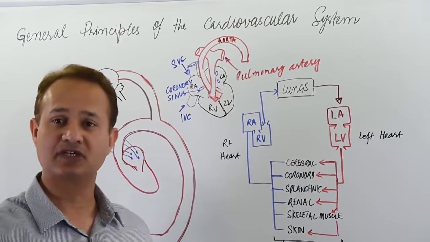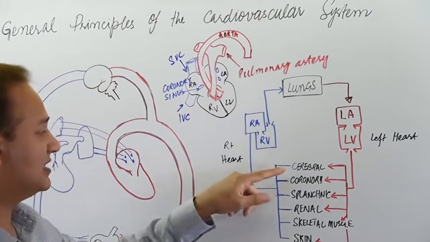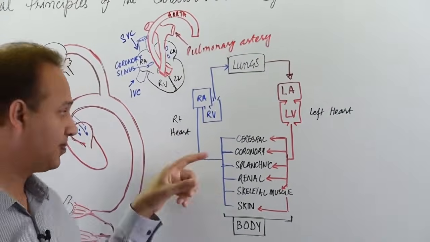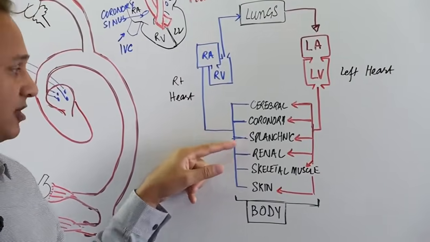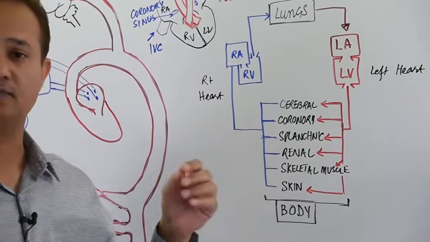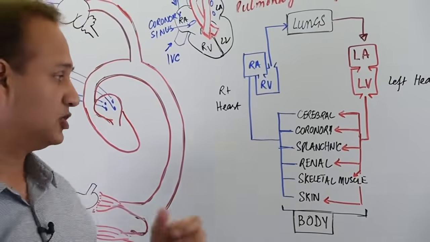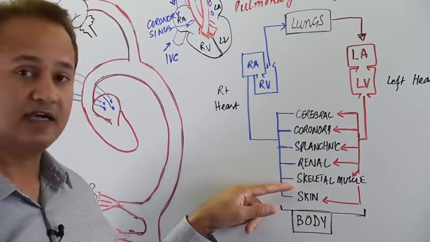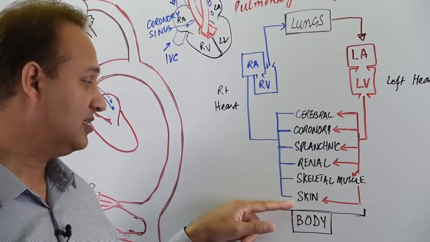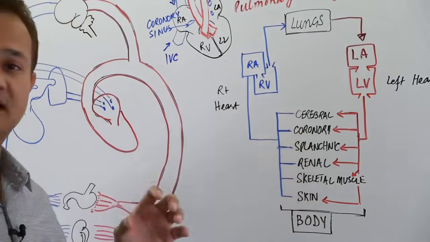There are 6 major systemic tissues that you should know about. One of them is cerebrum, or the head and neck area. Coronary tissue, that is the heart itself. Splanchnic tissue, that means GIT, that is intestines, liver, spleen, etc. Renal systems or kidneys, skeletal muscles or just the muscles, the skin, and that makes the systemic tissues.